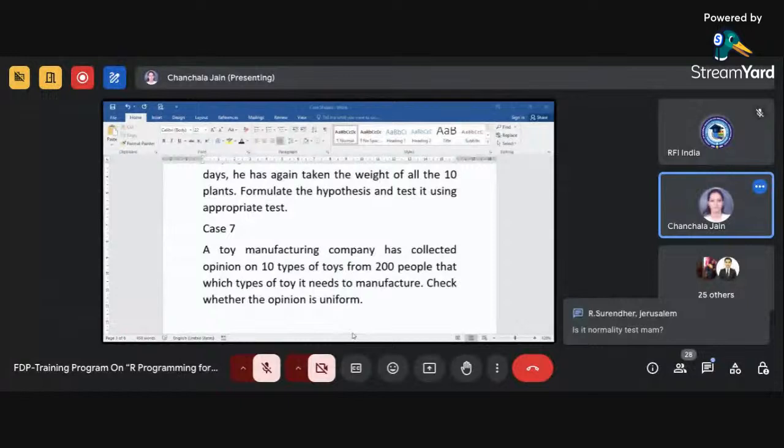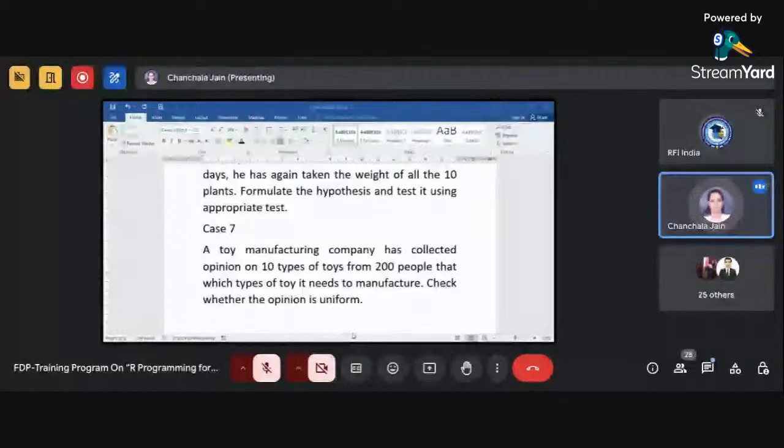Jerusalem sir is also saying the same thing that Abhishek sir said. Is it a normality test? Okay. Any other opinion, friends? Ma'am, I think it's chi-square. It's chi-square. Okay. Shreya ma'am, Tanya ma'am, chi-square. Abhishek sir, Jerusalem sir is saying normality test. Anyone else? No?